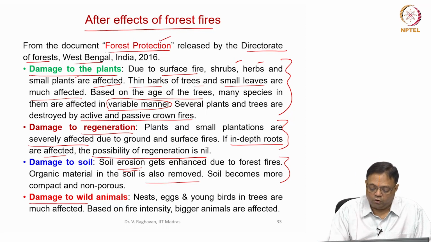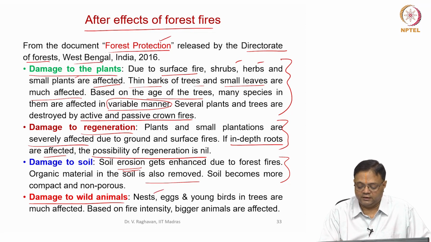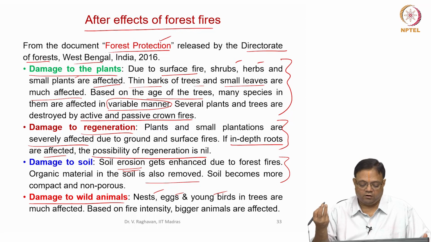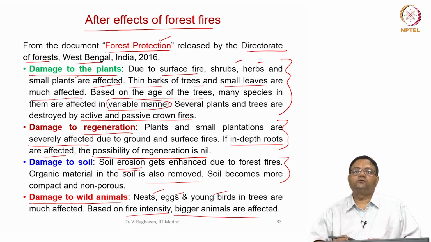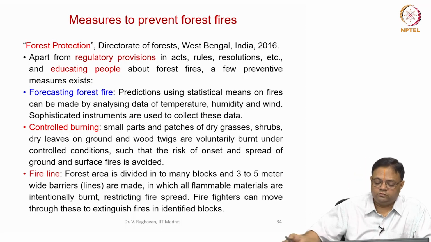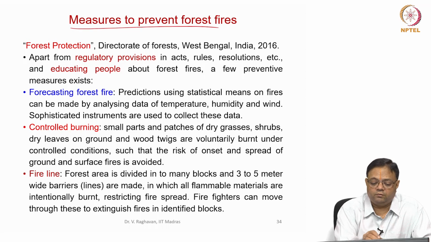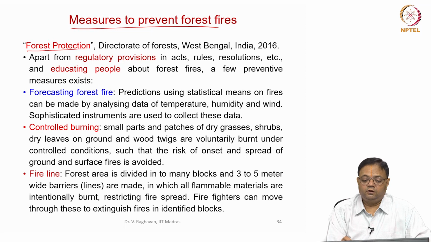Then we can also say that some damage is caused to wild animals. See, when the crown fires occur, nests, eggs and young birds in the trees are gone. If the fire intensity is higher, then even bigger animals are also affected. So now again the same document, forest fire protection, has given some measures to prevent the forest fires.